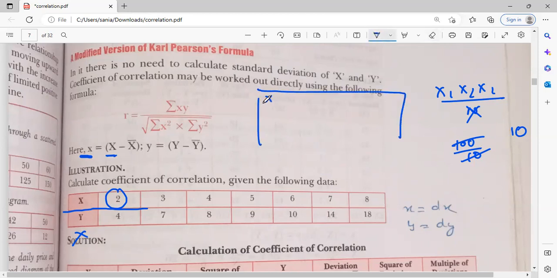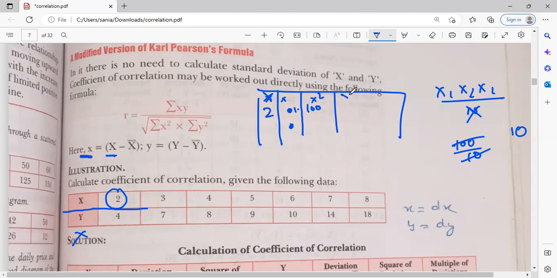So first is your big X. And then you need to calculate this small x. This one is big X, this is small x. So small x is big X minus mean. Big X was 2, 2 minus 10. Whatever your answer, you will write. Then 3 minus 10. Whatever the answer, you will write it right here. Then again, you need x squared. So whatever number you are getting, you will multiply it by itself. For example, you got 10, so 10 multiplied by 10, 100. This is small x square.